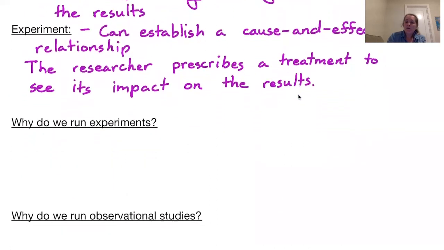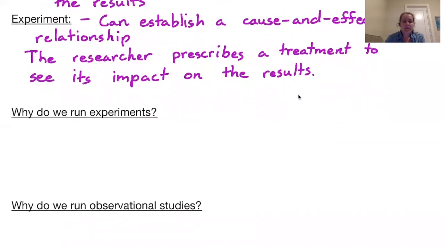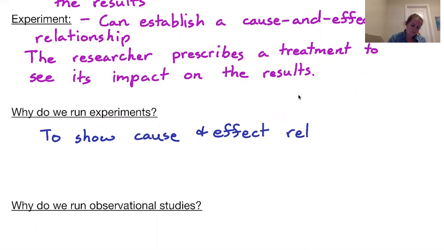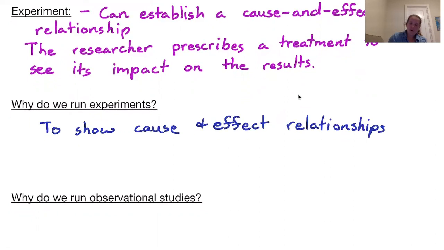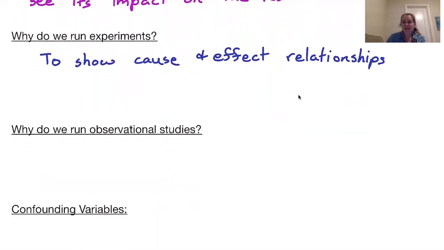So why do we run experiments? We run experiments precisely so that we can look for cause and effect relationships. So to show cause and effect relationships. Why do we run observational studies? They're easier. And when we don't need to establish cause and effect.